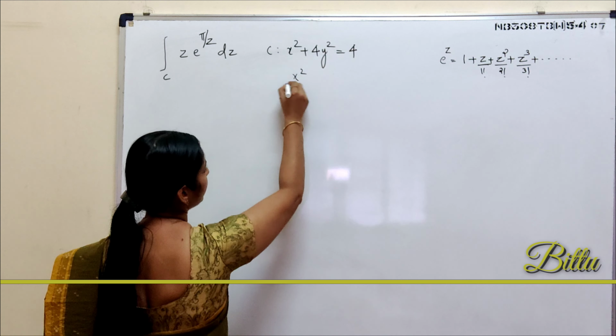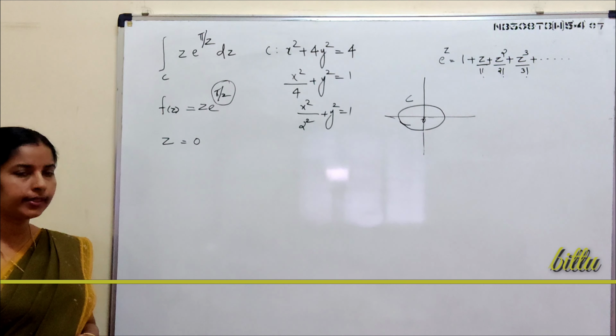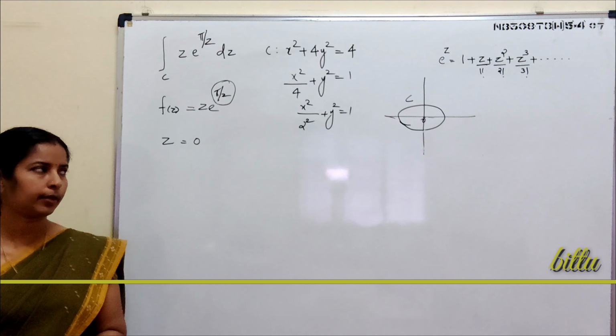Here our ellipse is this. The major axis is 2 units, the minor axis is 1 unit. Let f be equal to z e raised to 5 by z. So from here you will get a singularity, and the singularity is 0. Next we have to check whether the singular point 0 lies inside or outside of C. Clearly 0 is the center of the ellipse, so it lies inside of C.